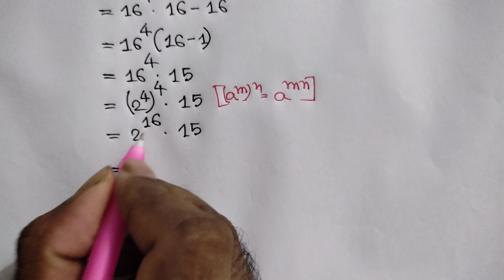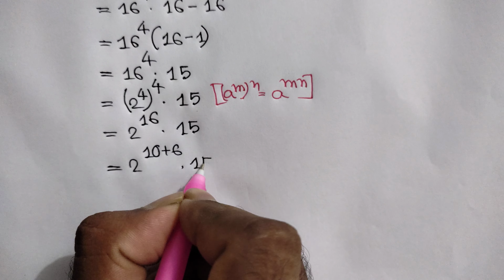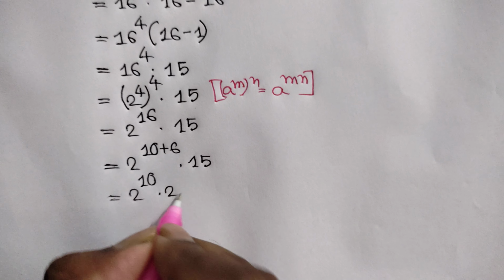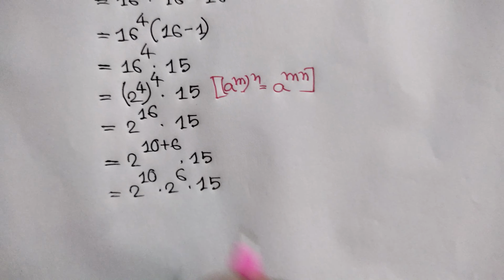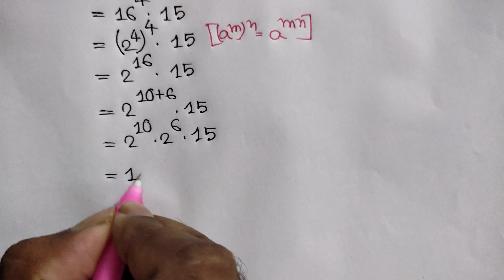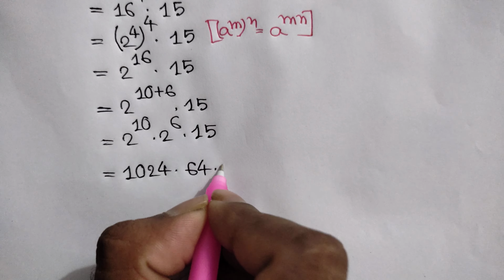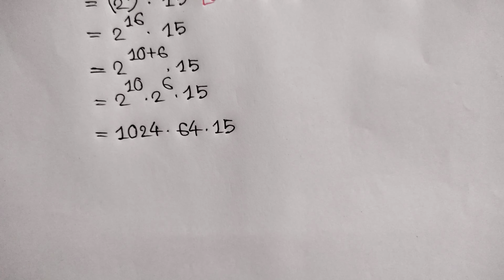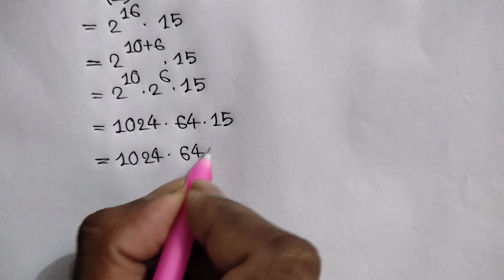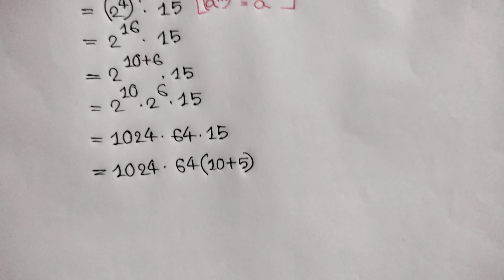This is equal to 2 to the power, now this 16 can be written as 10 plus 6, times 15. Now we can write here 2 to the power 10 times 2 to the power 6 times 15. We know that 2 to the power 10 is 1024, times 2 to the power 6 is 64, times this 15. This is equal to 1024 times 64 times this 15, which can be written as 10 plus 5.